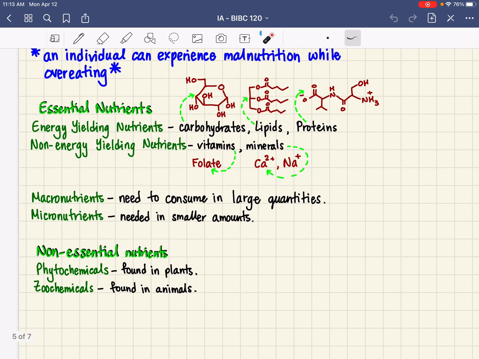Two other ways we can look at nutrients are through the lens of macronutrients and micronutrients. The macronutrients are nutrients that we need in large quantities. So usually the macronutrients are the energy-yielding nutrients: carbohydrates, lipids, proteins, plus water, because although water is non-energy yielding, it is still considered a macronutrient because we need it in large quantities to survive. Micronutrients are nutrients that are needed in smaller amounts.